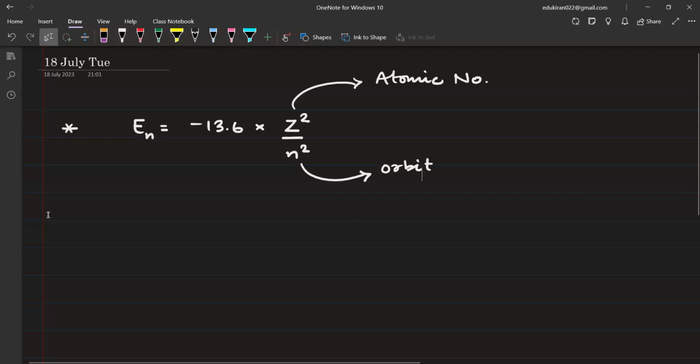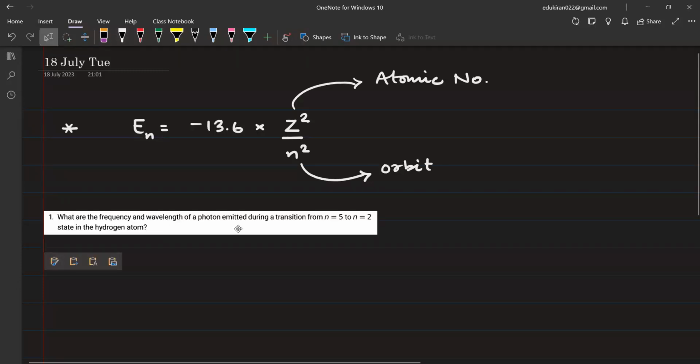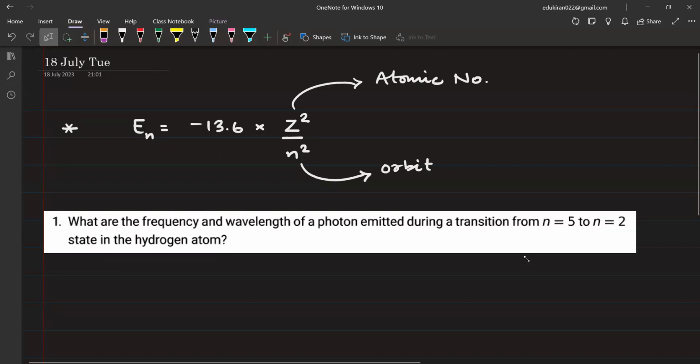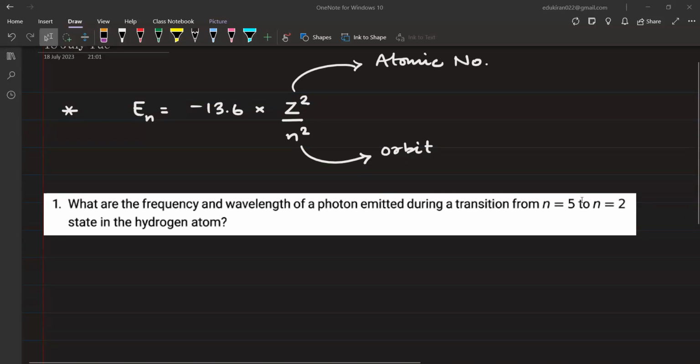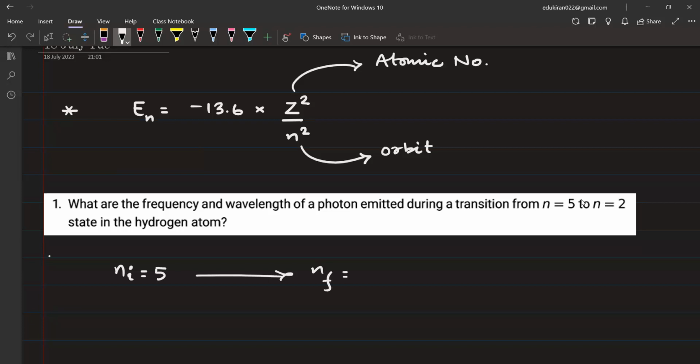Now, the question given in the homework was: what is the frequency and wavelength of a photon emitted during transition from n equal to 5 to n equal to 2? When you go from 5 to 2, a photon is emitted. So initially you are in n initial equal to 5, and you go to n final equal to 2. Is that right, everyone? Yes, sir.